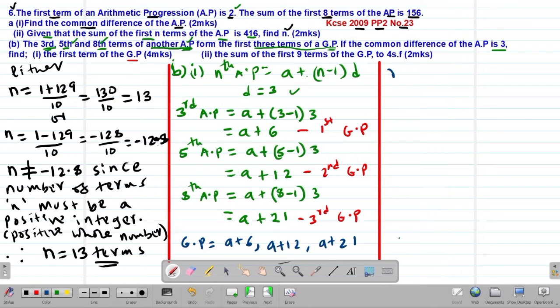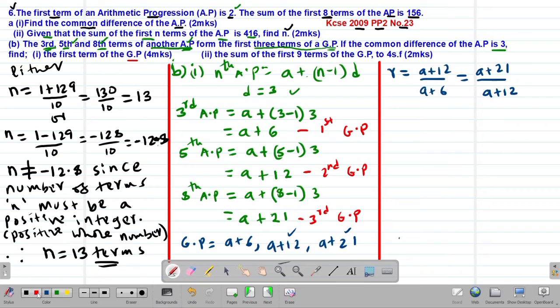We know that the common ratio must be given by, we take the term ahead, that is the second term, which is A plus 12. We divide with the previous term, which is A plus 6. It must be equal to the third term, which is the term ahead, A plus 21, divided by the term before, which is the second term, which is A plus 12. So all these should be equivalent to the common ratio.